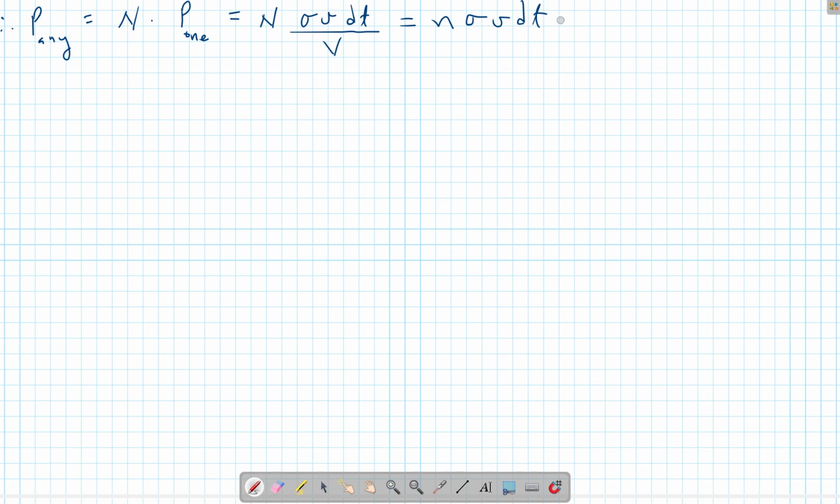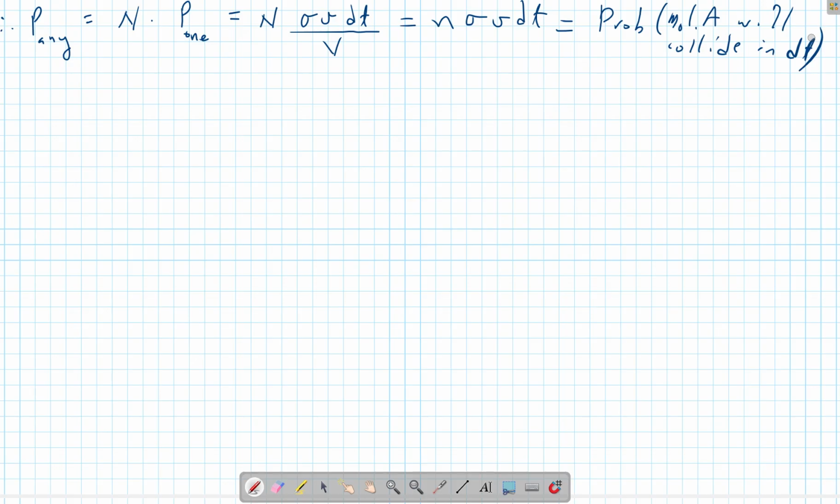Okay, so this is the probability that molecule A will collide in dt. Within time interval dt, there's going to be a collision.